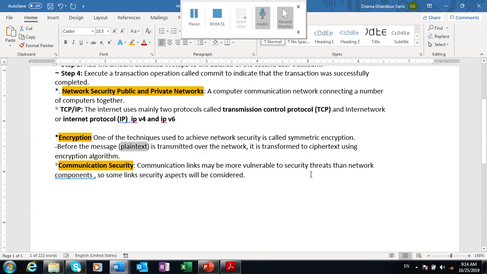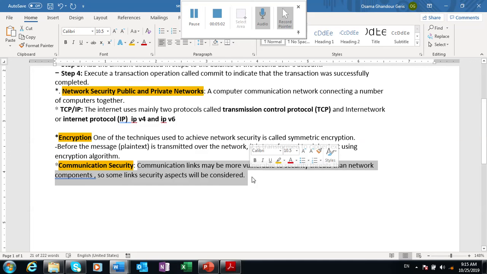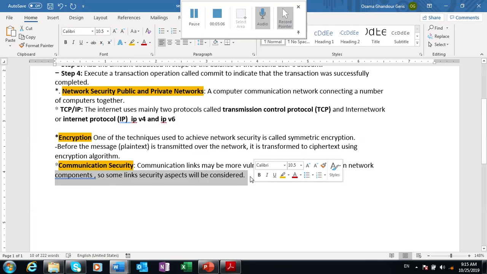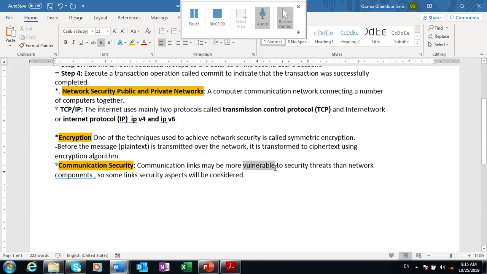Communication security. Communication links may be more vulnerable to security threats than network components. Some link security aspects will be considered. Okay, so the communications mean here vulnerable, meaning غير حصين.